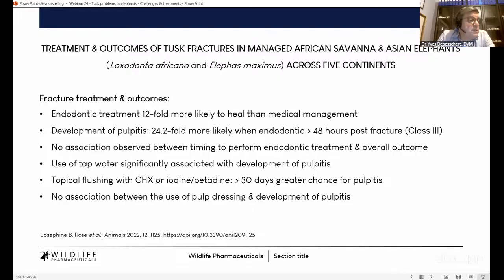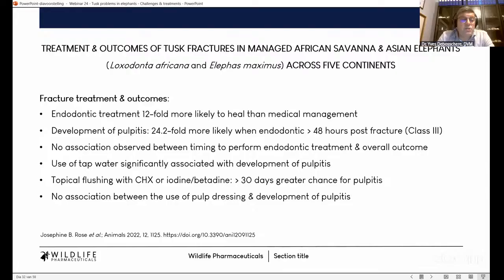And also the spigots and the hoses are easily contaminated with feces in an elephant barn, because they're lying on the ground. They pick it up and then flush all this filthy material inside the tusk itself. Topical flushing with chlorhexidine or betadine, if it's more than 30 days, you just will have a chance for pulpitis.